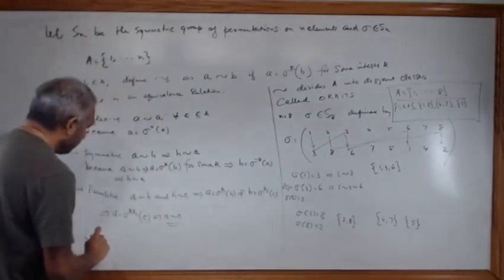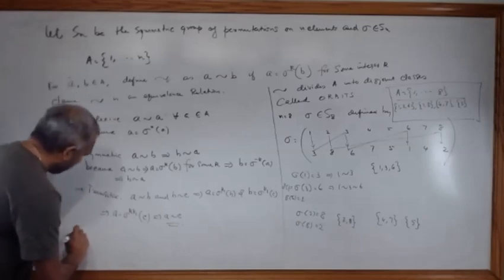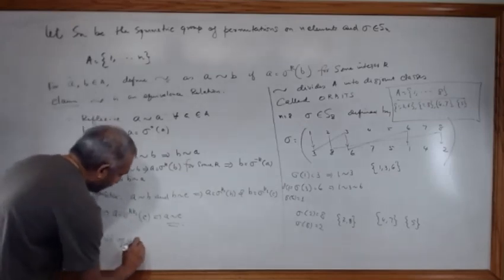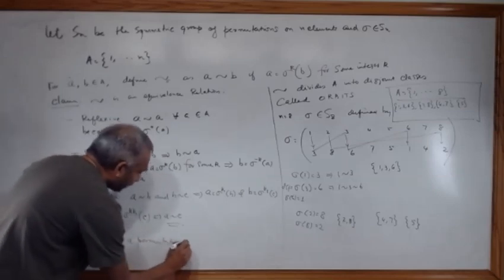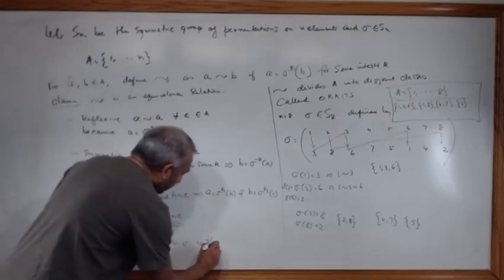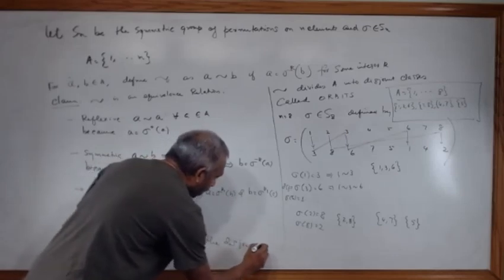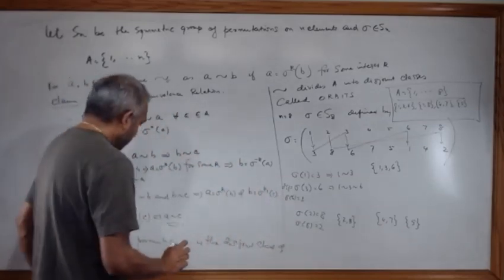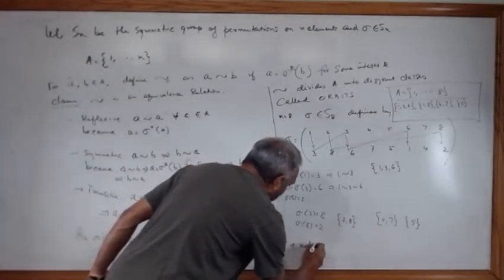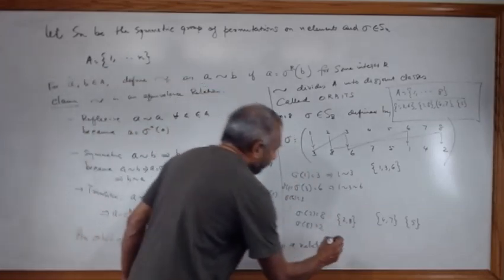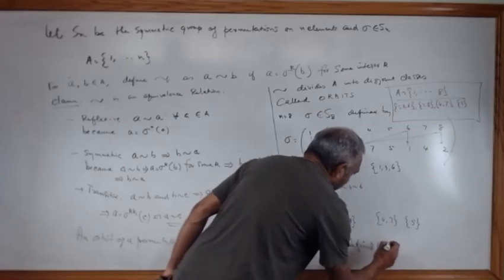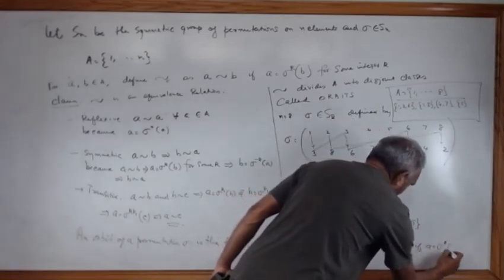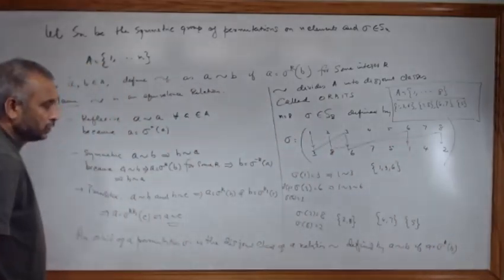So how do you define the orbit? An orbit of a permutation sigma is the disjoint class of a relation tilde defined by a is related to b if a is equal to sigma to the power of k of b. So this is the definition of an orbit.